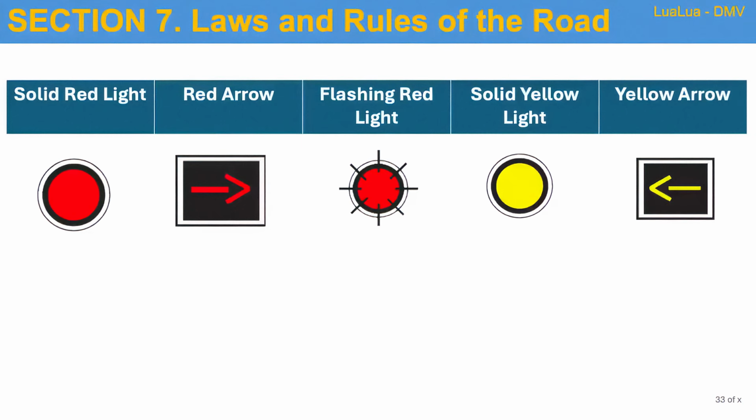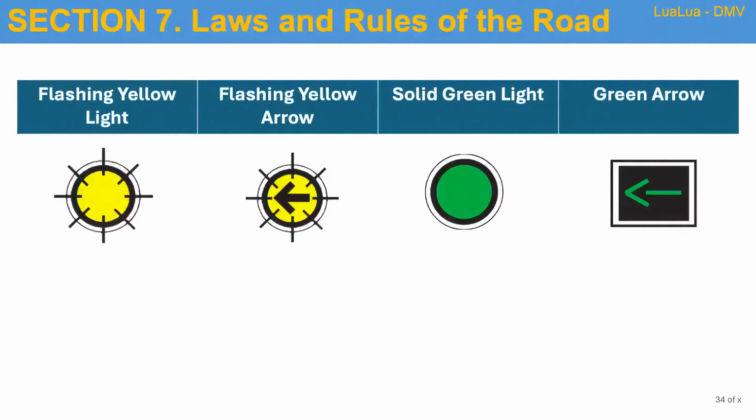Yellow arrow. A yellow arrow means the protected turning time is ending. The signal will change soon. If you cannot stop safely or you are already in the intersection, cautiously complete your turn. Pay attention to the next signal. It could be a green or red traffic signal light. Red arrow.